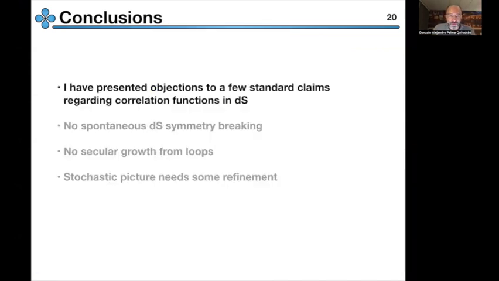So these are my conclusions. I think I have presented some important objections to standard claims regarding the computation of correlation functions in de Sitter. I have argued that there is no spontaneous de Sitter symmetry breaking for massless scalar field theories. There is no secular growth coming from loops, and the stochastic picture needs some refinement.